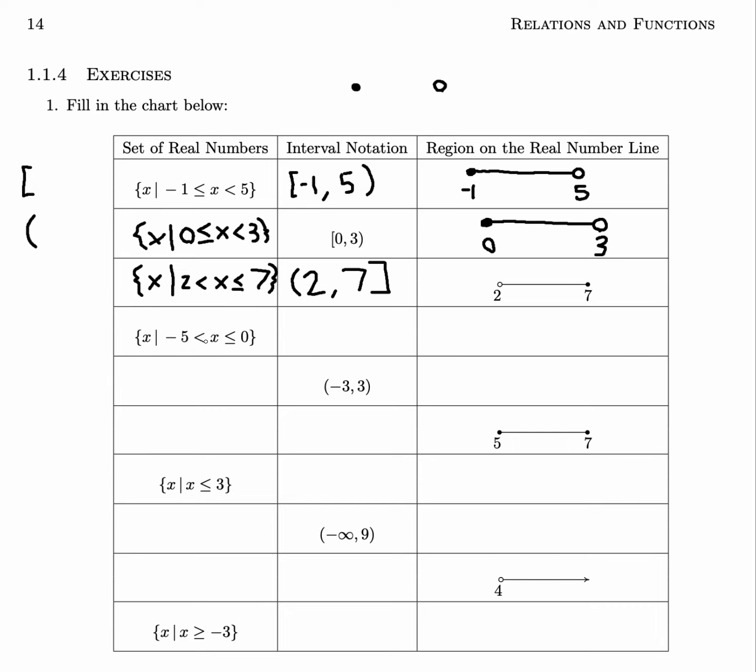So, -5 is less than x. So what is that? That is a parentheses because it's less than, not equal to. So, -5, comma, 0. That would be a square bracket because it's x is less than or equal to 0. So, how do you graph that? So, that would be -5 to 0 with the closed circle.